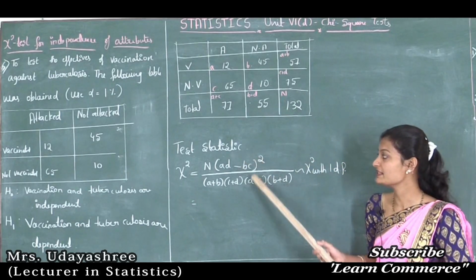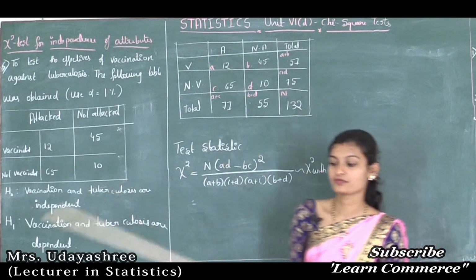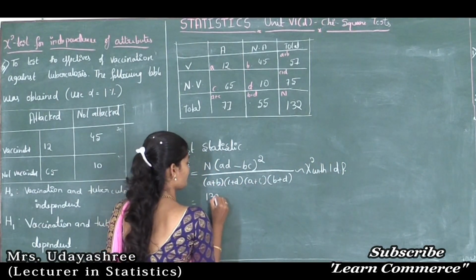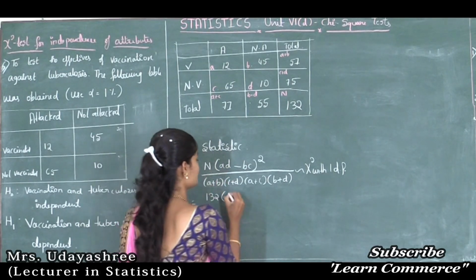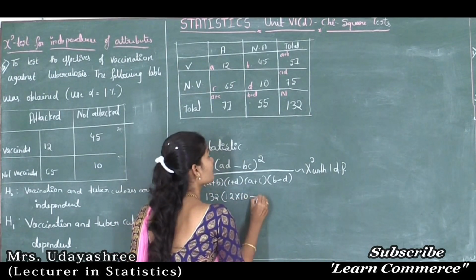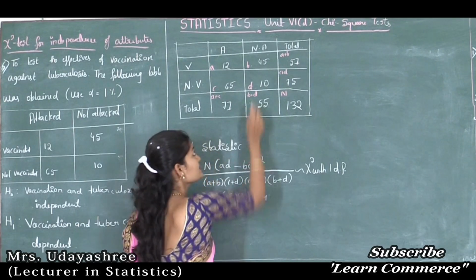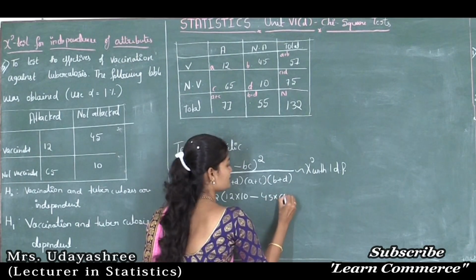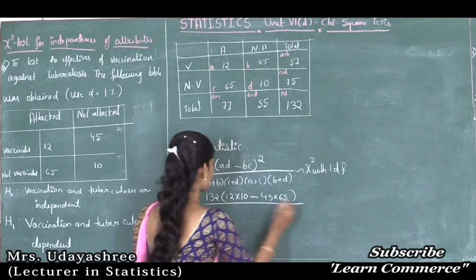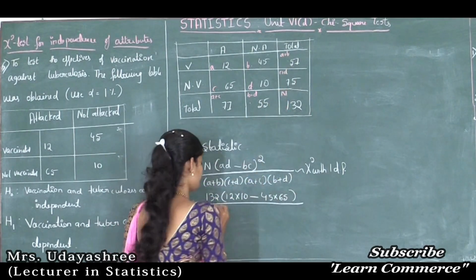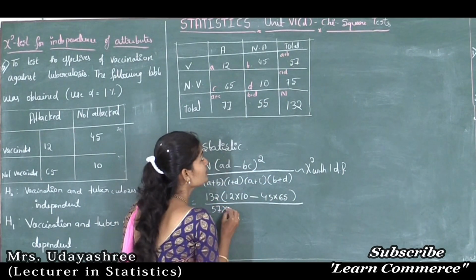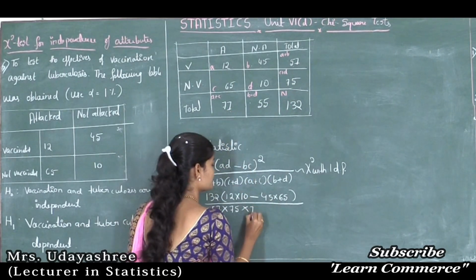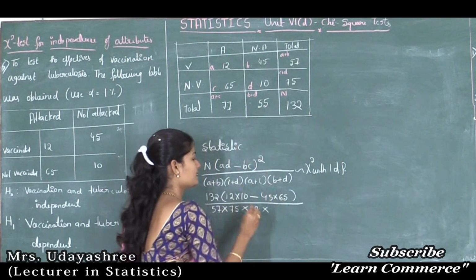Now we can apply this formula to these observations. Here capital N is 132, into A into D, that is 12 into 10, minus B into C, B is 45 and C is 65, so 45 into 65, divided by A plus B, that is 57, into C plus D, that is 75, into A plus C, that is 77, into B plus D, that is 55.